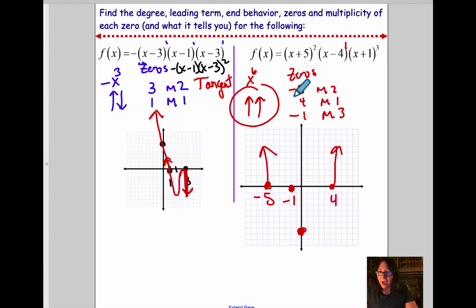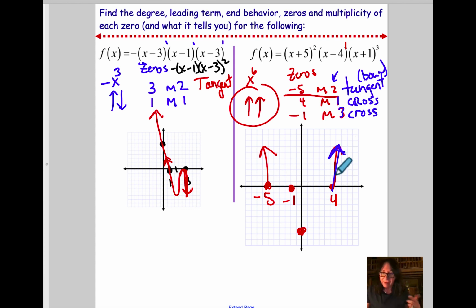And at negative 5, that's the only place that I'm tangent. So that's going to bounce off there because it's tangent. It's an even multiplicity. So it's tangent. And again, you can just say it bounces if that makes it better for you. 1 multiplicity and 3 multiplicities, those are odd, which means my graph crosses at the x-intercept, right there at the 0. So crosses. Okay, so at 4, it looks like I'm crossing through 4.